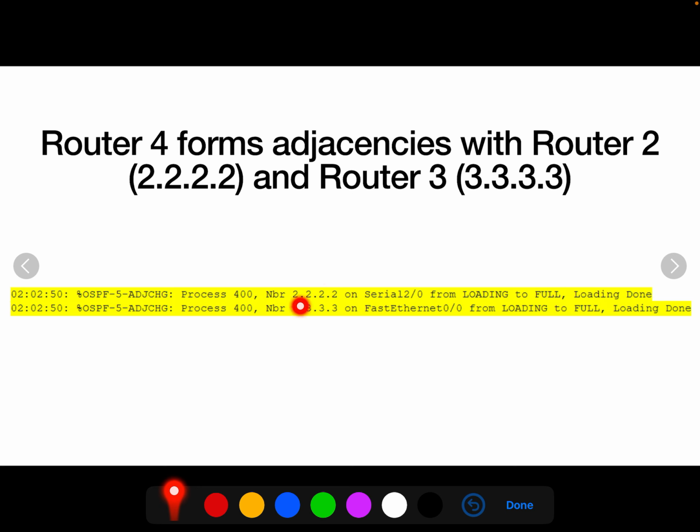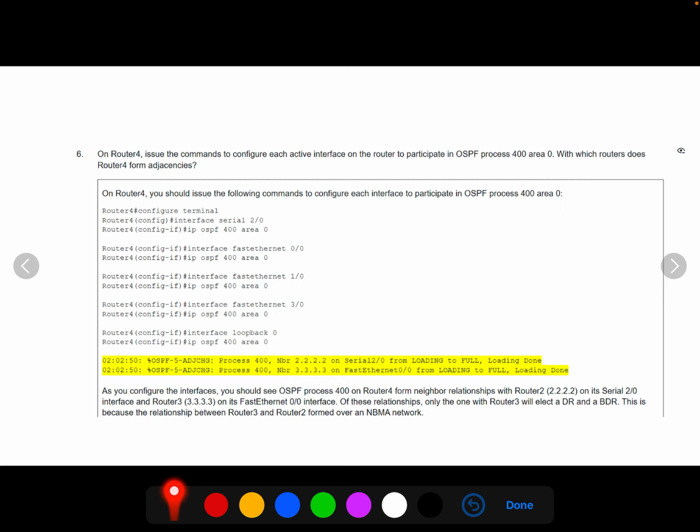Okay, so here we can see 3333 on FastEthernet 0/0 go from loading to full, but also 2222, which you didn't see previously, but that also happens there. So that was also supposed to happen. There's a little issue with my lab, but that is what's also supposed to happen. So 2222 also forms on serial 2/0 from loading to full.